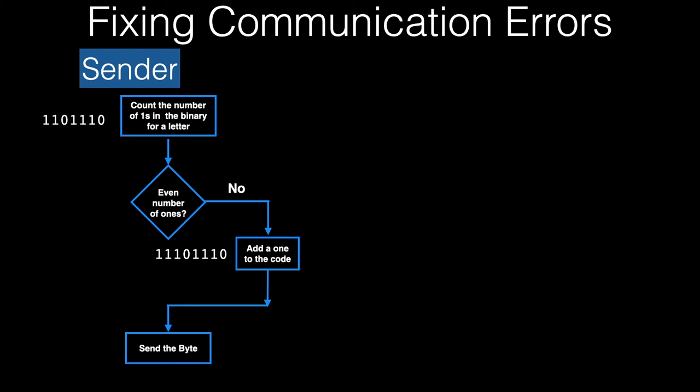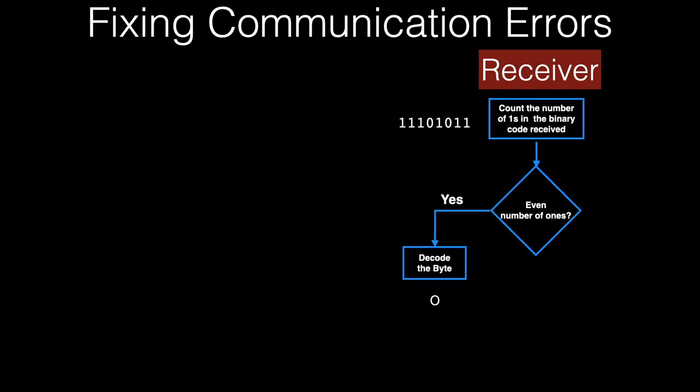So let's check this 7-bit code for the letter to see if it has an even number of ones. It has 5. It's not even. So we'll add 1, making an even number of ones, and then send it. And that means that the receiver is always expecting an even number of ones. So it counts the number of ones, and if it's even, it says, okay, that's correct, I've got what was sent, then let's go ahead and decode it, and it decodes it into an O.